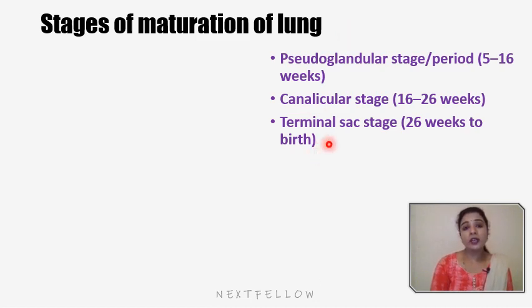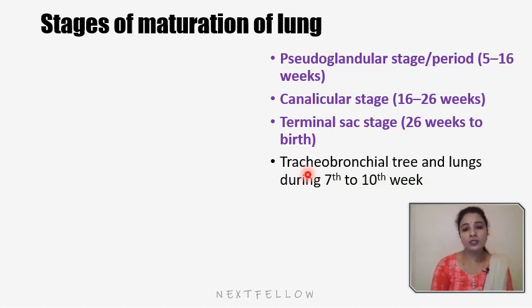Alveolar type 1 cells and surfactant-producing alveolar type 2 cells also develop during the terminal sac stage, and their number gradually increases towards full term. And the next stage is the alveolar stage. The alveolar stage is from 8 months to 8 years.